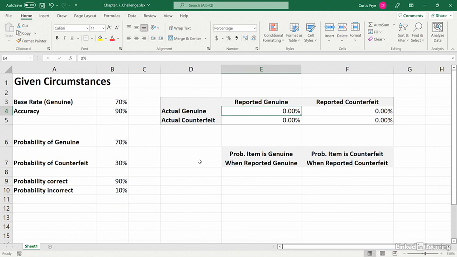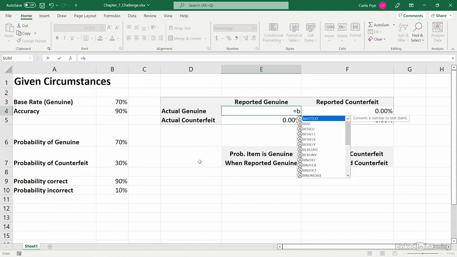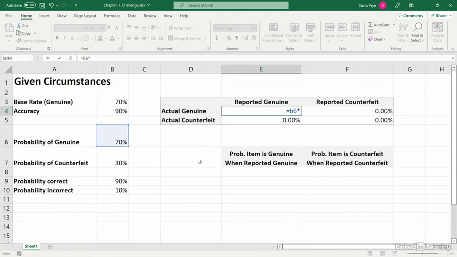Now we can go over to our classification matrix and calculate the probability of each one of our scenarios. So we have an item actually being genuine and being reported genuine. So in E4, I'll type equal, and the base rate of them being genuine is 70%. And I have that probability in B6. And then I want to multiply that by the probability that the curator is correct. That's in B9, and enter. So that's the probability for that scenario.